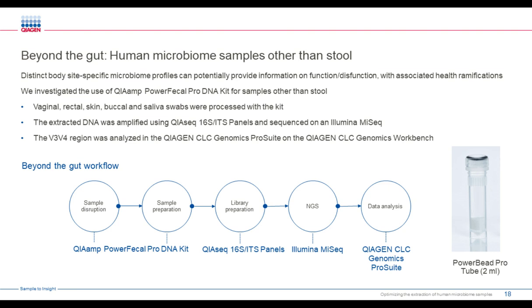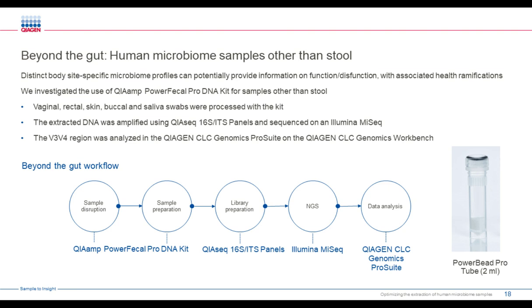And so we wanted to investigate whether or not we could use the QIAamp PowerFecal Pro kit for samples other than stool. In order to do this, we had an external service provider use our kits to extract from vaginal swabs, rectal swabs, skin swabs, buccal swabs, and saliva. All of these were processed with the kits, and the extracted DNA was then amplified with the QIAseq 16S ITS panels, sequenced on Illumina MiSeq, and what I'll be showing is all the data from the V3-V4 region, which we analyzed in Microbial Genomics Pro Suite on CLC.